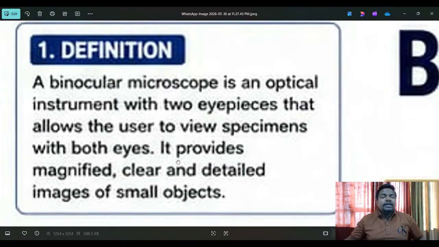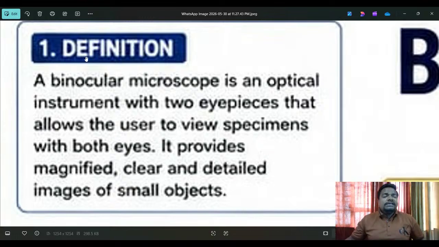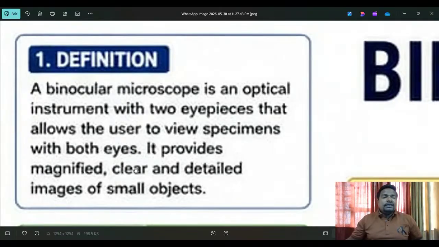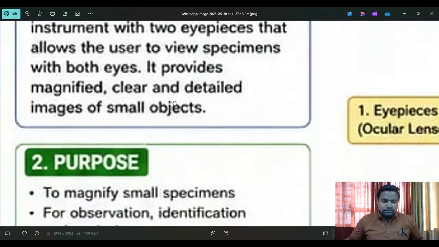Listen carefully, let me go one by one. Number one point is the definition. A binocular microscope is an optical instrument with two eyepieces that allows the user to view specimens with both eyes. It provides magnified, clear, and detailed images of small objects. This is called the microscope definition. Very small definition and very easy, and you can keep it in your mind. It is simply visual: to image detailed, clear information, a microscope is used, where microorganisms are there. Next one.